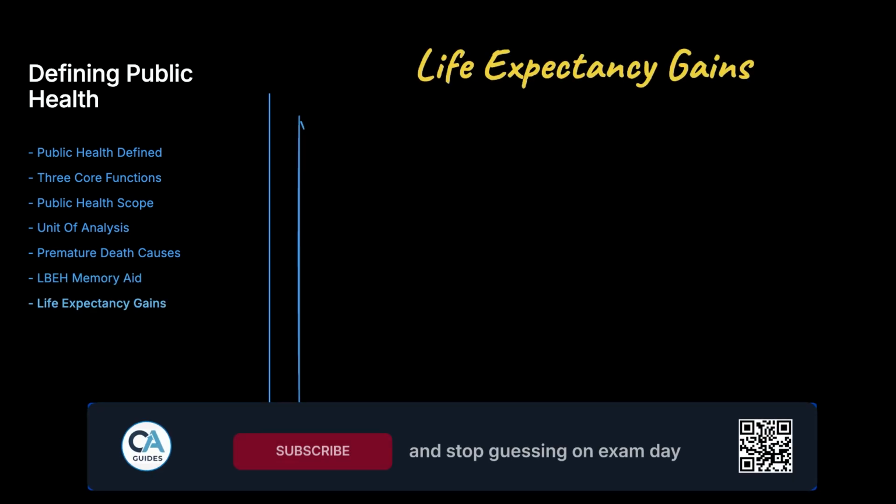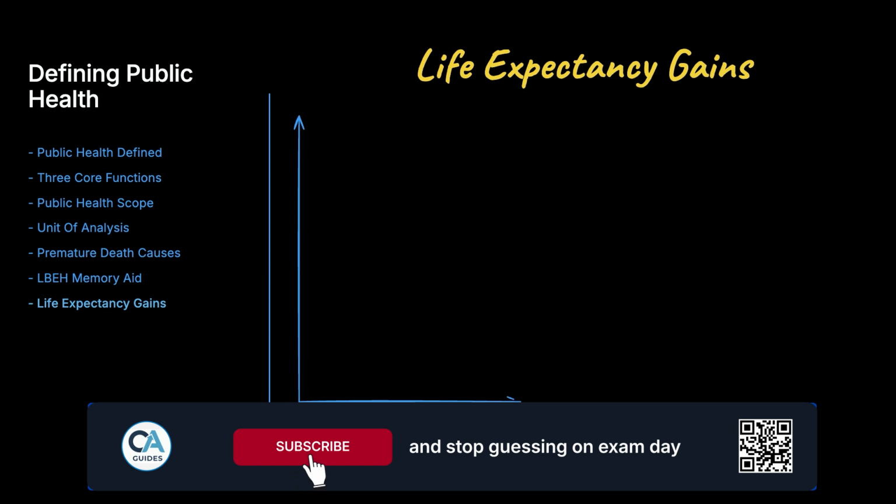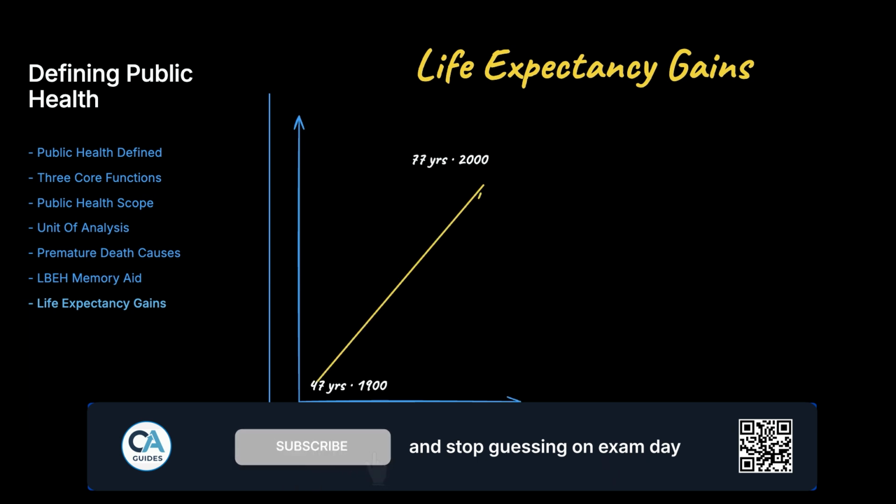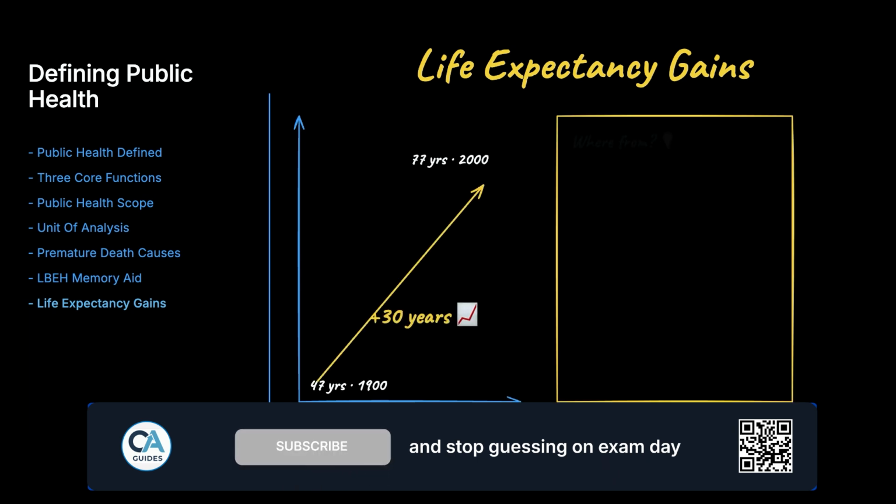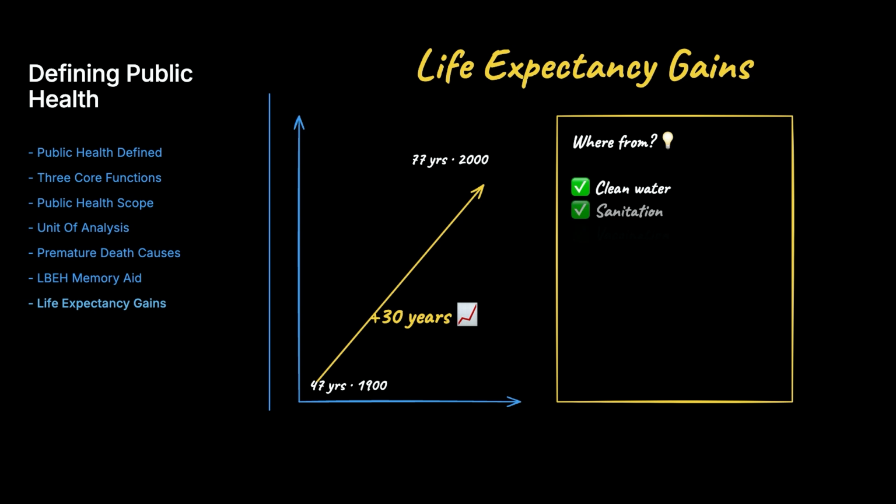This explains a surprising story. Around the year 1900, life expectancy in the United States was roughly 47 years. A century later, it had climbed past 77 years, a gain of about 30 years. Where did those years come from? Not mainly hospitals or surgery. They came from public health, especially clean water, sanitation, and vaccination.